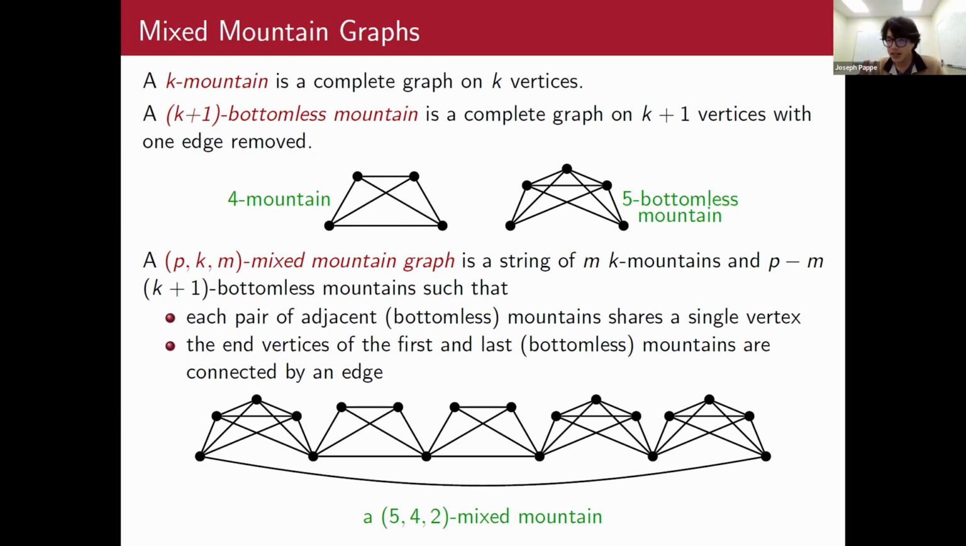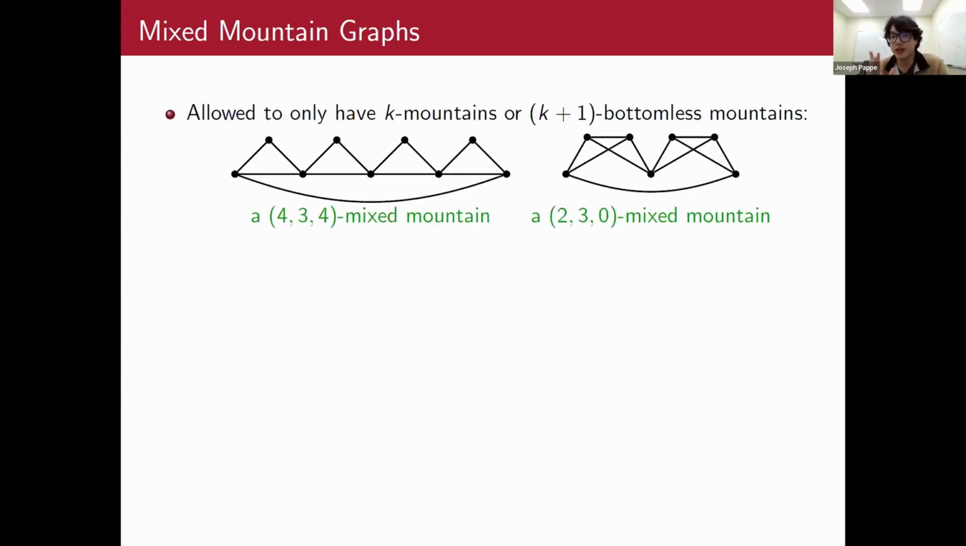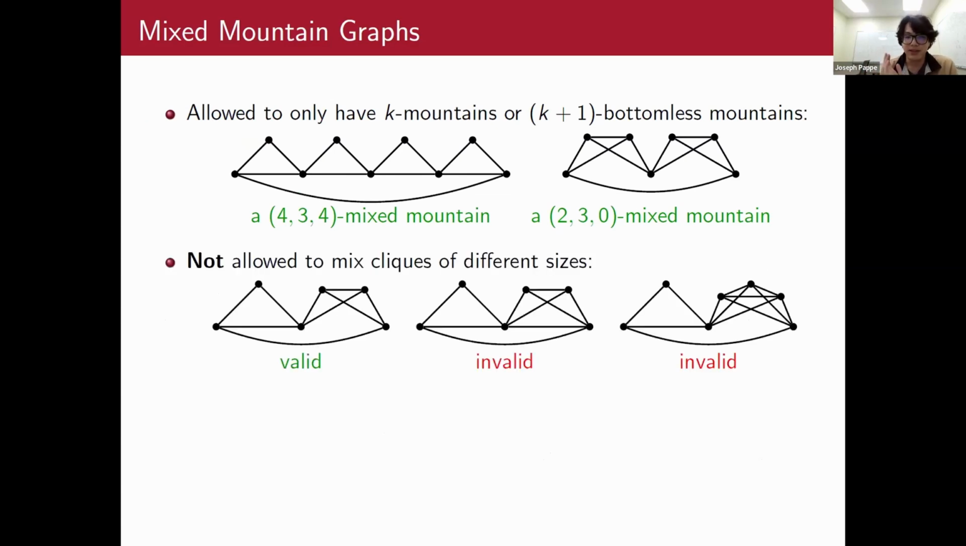So just to make sure this concept is solidified, right? You're allowed to have only K mountains or K plus 1 bottomless mountains in your graph. So we could have all K3s, or we could have all K4s with one edge removed. But we're not allowed to mix cliques of different sizes. So for instance, I can't have a clique of size 3 and a clique of size 4, and then connect them. So this is not an example of a mixed mountain graph. And similarly, I can't mix a clique of size 3 and a bottomless clique of size 5. Okay, so it has to be this special relationship of having a K mountain and a K plus 1 bottomless mountain.